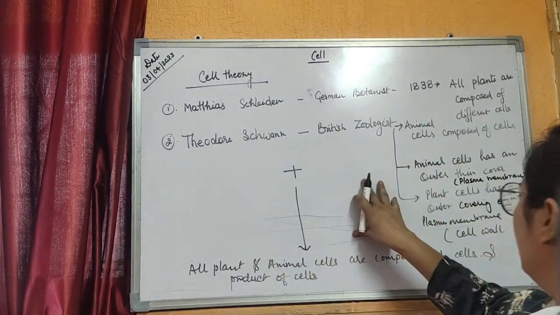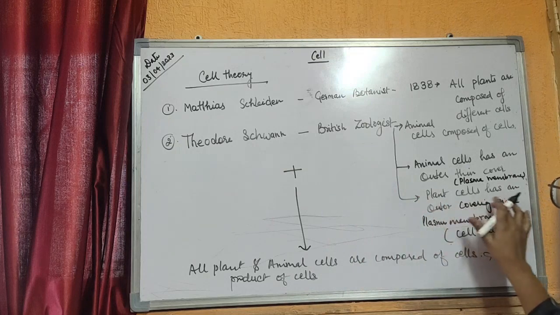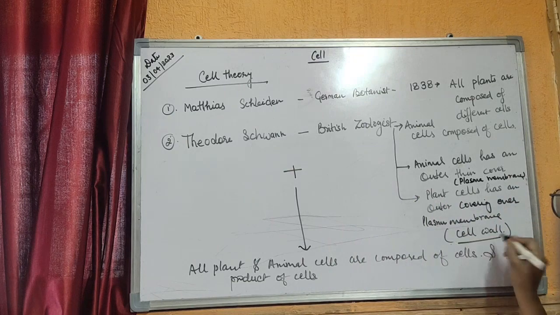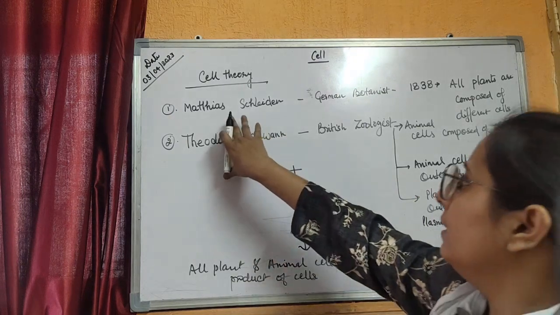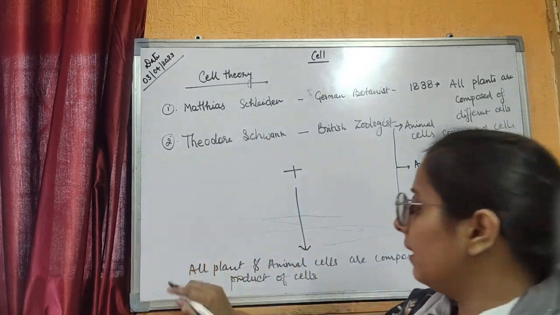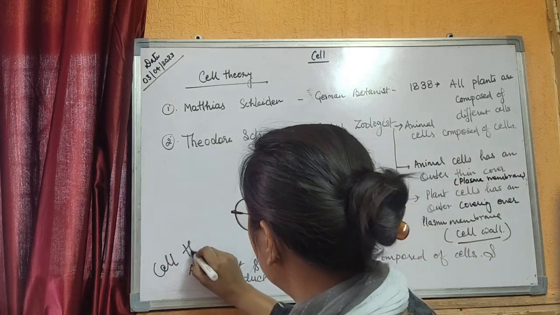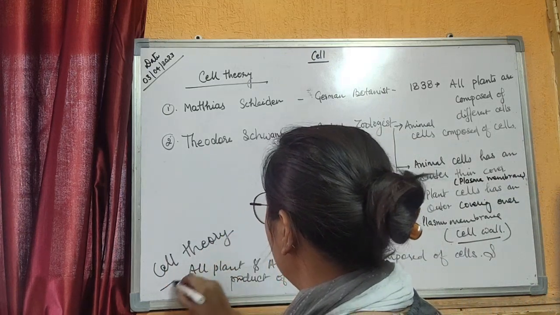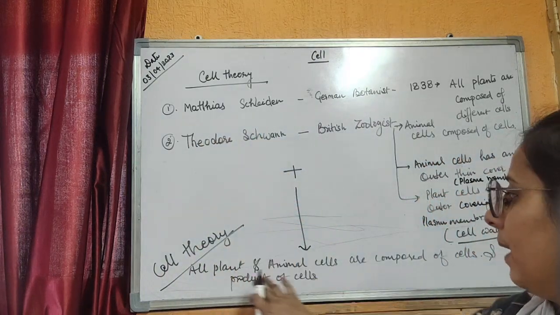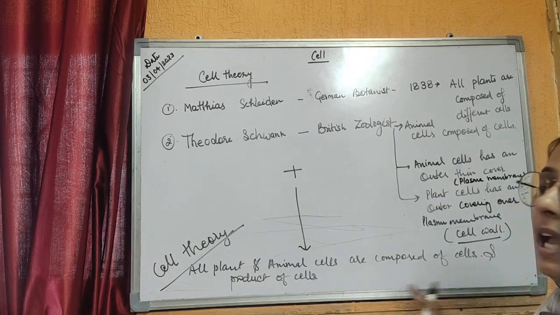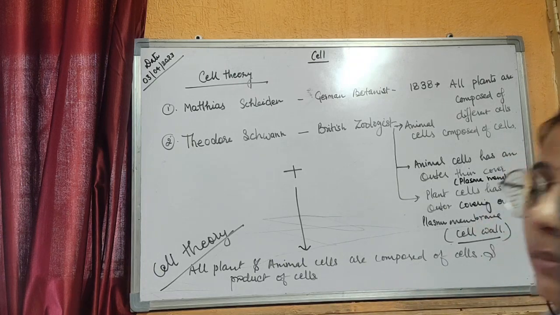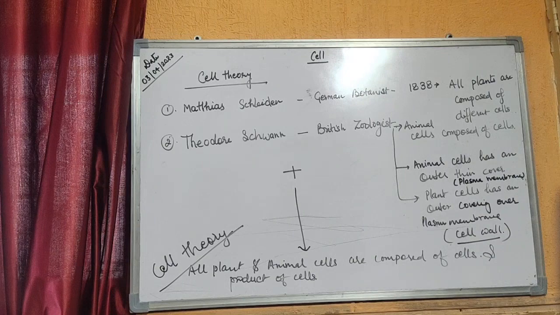Further, he studied plant cells, and he said that plant cells have an outer covering over the plasma membrane, which was later called the cell wall. Together, these two scientists, Matthias Schleiden and Theodor Schwann, gave the cell theory. They together said that all plants and animals are composed of cells and products of cells, and all organisms are formed by the basic unit of life, that is the cell.